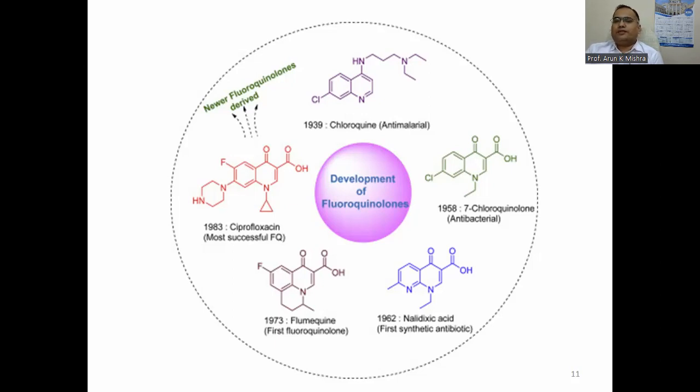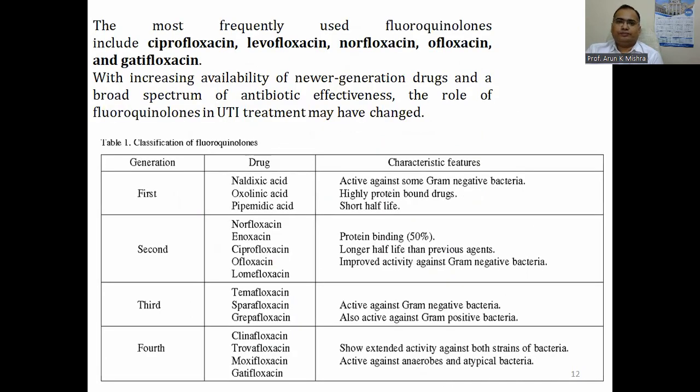And in later years after 1983, various other third and fourth generation fluoroquinolones came into existence, and they are still very popularly and commonly used to treat urinary tract infections and amoebic infections as well. So based upon the classification, these quinolones can be divided into 4 categories.